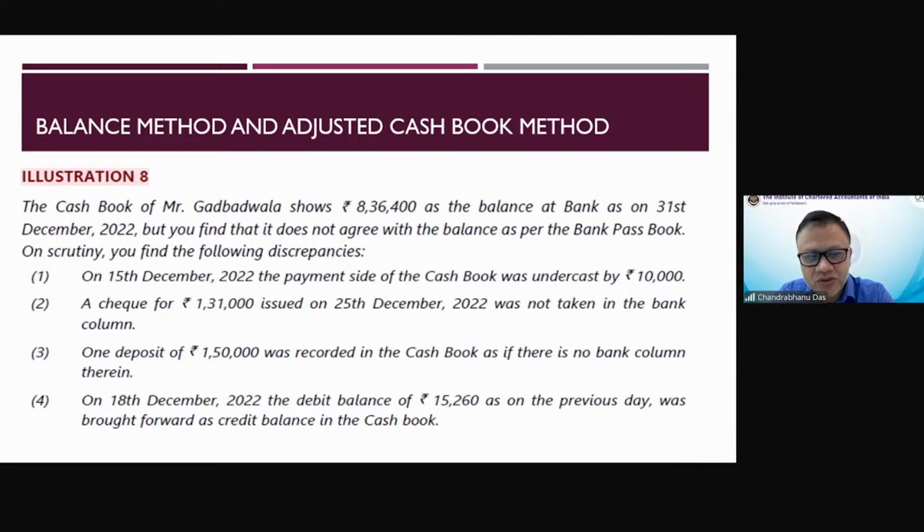ओके. तो नैना ने बोला फर्स्ट और फोर्थ एरर है, तुमने बोला सेकंड वाला एरर है. ठीक है. नाउ फर्स्ट वाला के बारे में तुम्हारा क्या पॉइंट है? ये एरर है कि नहीं? यस सर है, क्योंकि उसने अंडरकास्ट मतलब कम रिकॉर्ड किया है 10,000 से. एरर किसने किया है इसको? कैश बुक वाले ने. ओके, वेरी गुड.